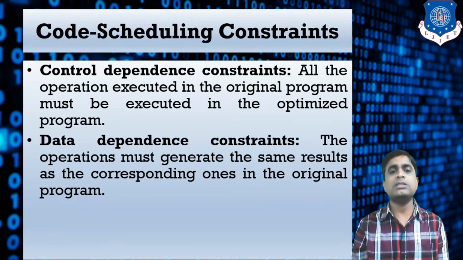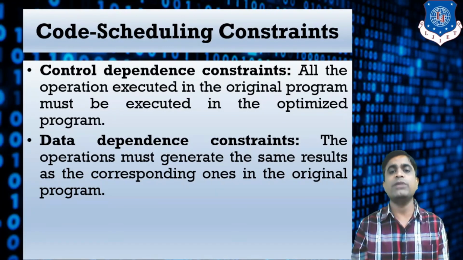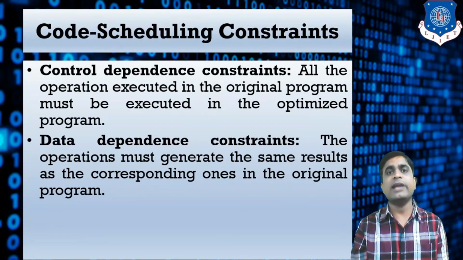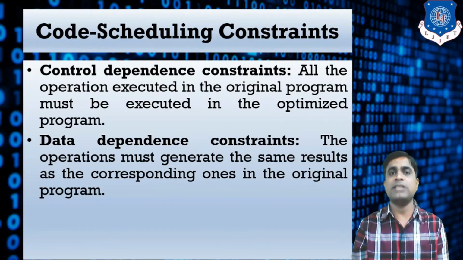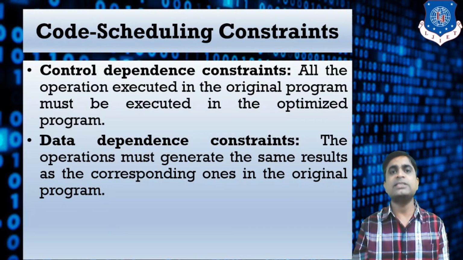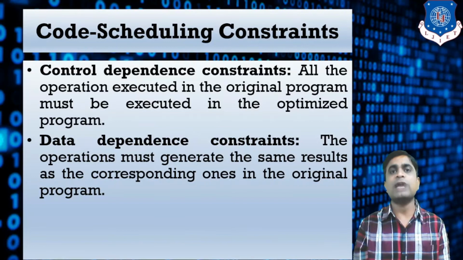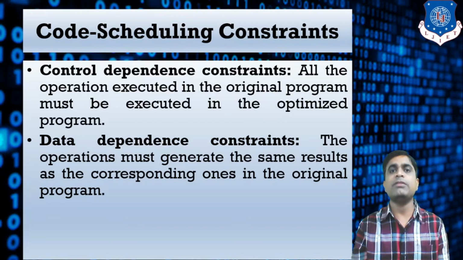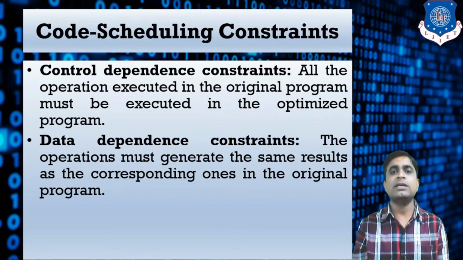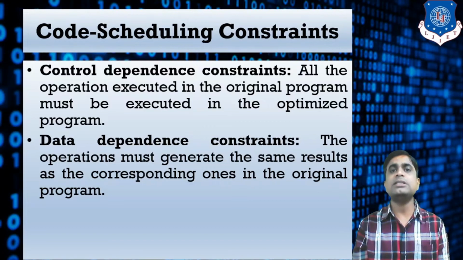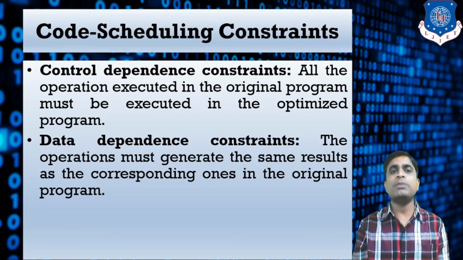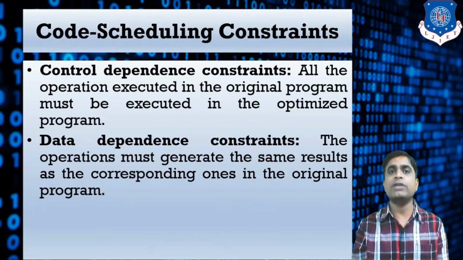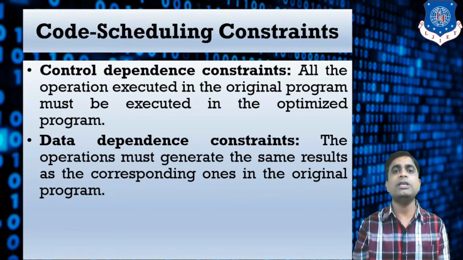Similarly, what is the data dependency constraint? The operation must generate the same result as the corresponding one in the original program. So you need to take care that the result cannot be changed, right? If some dependency is there, suppose x depends on y, then definitely the y operation will be completed first, and only after that x will be evaluated, otherwise the result will vary. The same thing happens here. So the data dependency constraint tells us that the operations generate the same result before and after. You are optimizing the data or whatever you are doing in the program, but the result must not change.